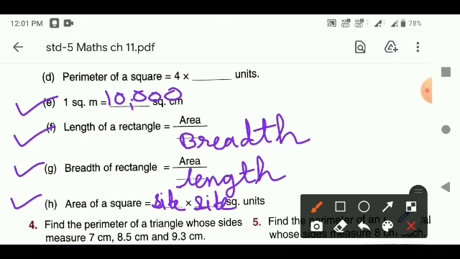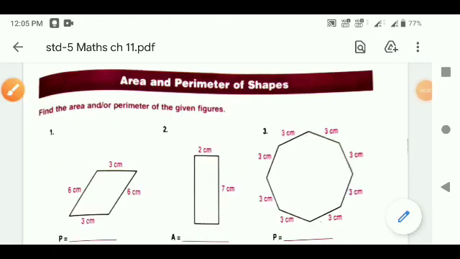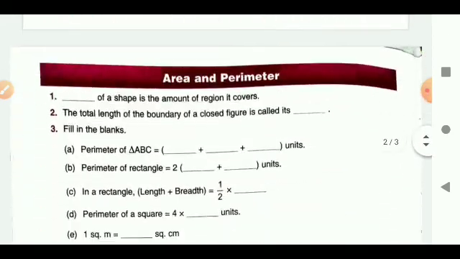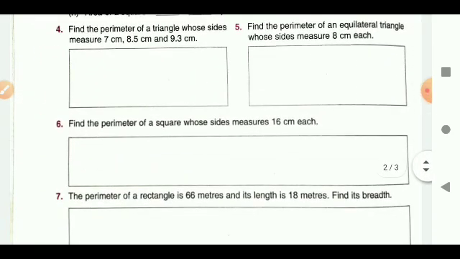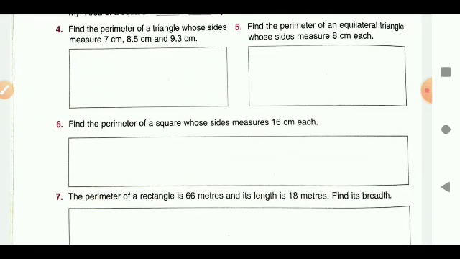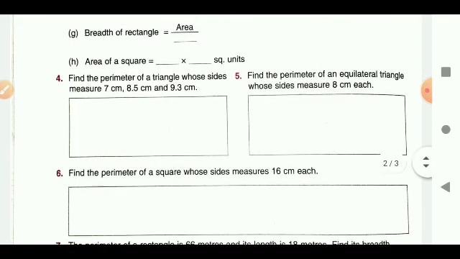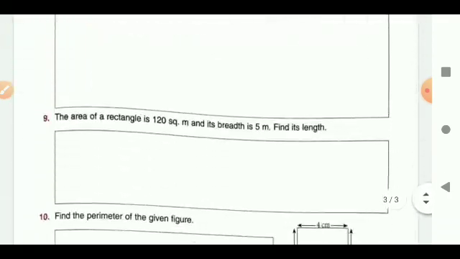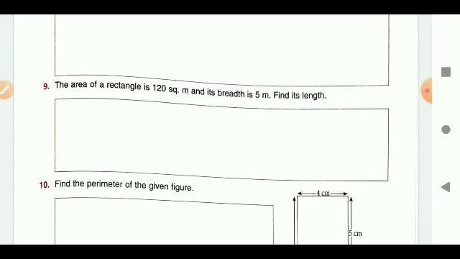Square units. So students, today we have solved some questions paper style wise, and also we have seen the fill in the blanks, paper pattern and syllabus. That's all for this session, and other questions we will see in the next coming video.